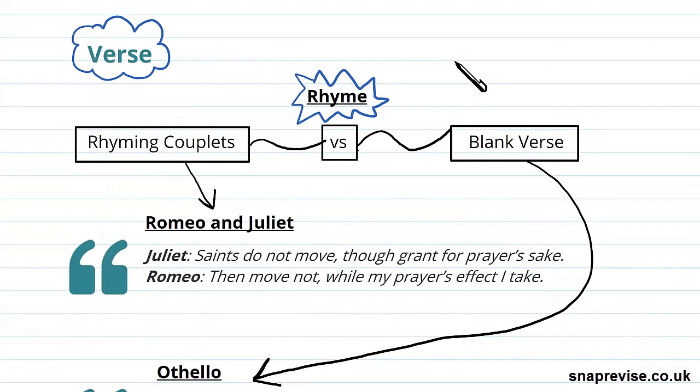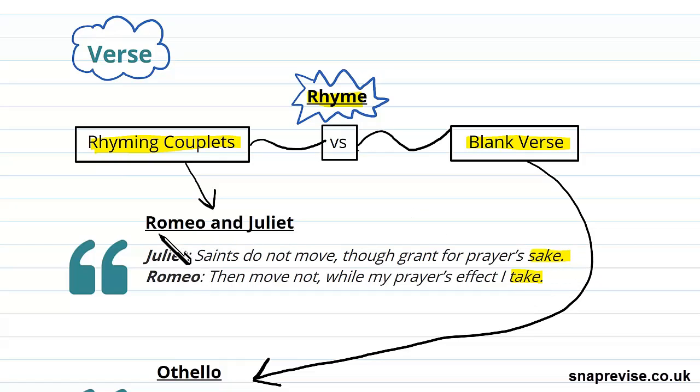So firstly, let's take a look at rhyme. When considering rhyme, we have to consider rhyming couplets versus blank verse. And they're two different things. Essentially, rhyming couplets are two lines that have rhyming words at the end.